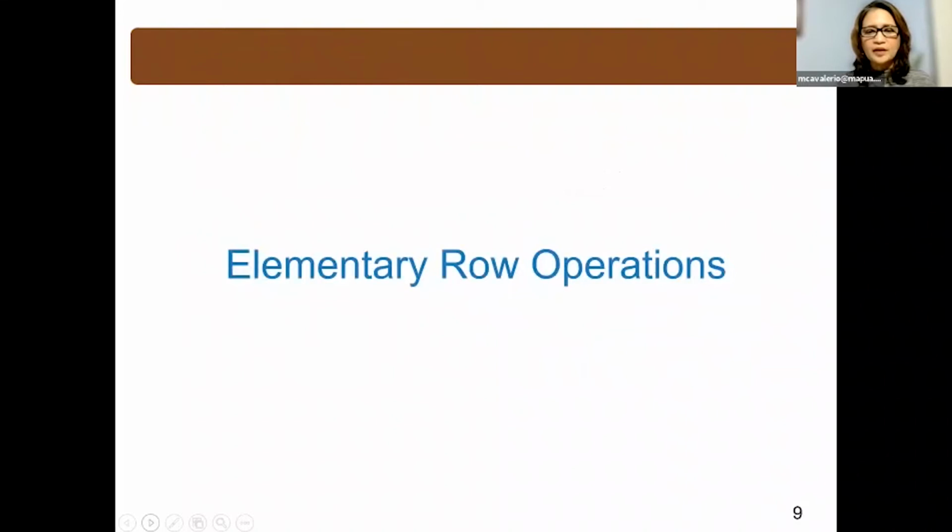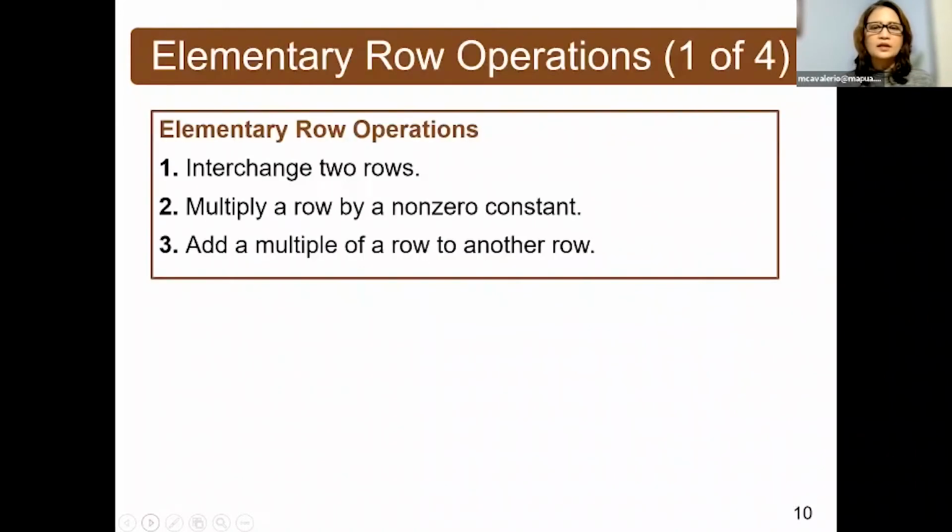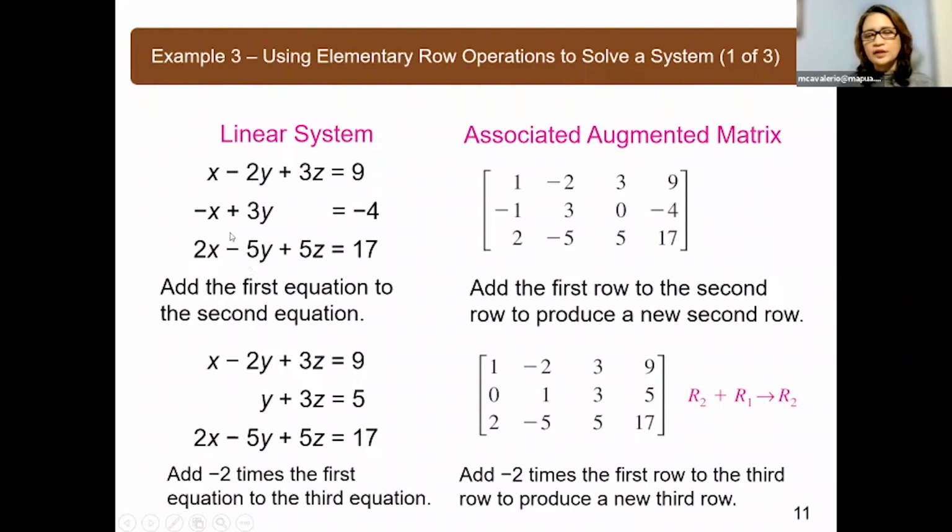Now, what about elementary row operations? What are these elementary row operations? There are 3 elementary row operations. One is that you can interchange 2 rows. Two, you can multiply a row. So just like how we did it last time with the row echelon form, what we want to do is to convert this linear system into a row echelon form. We operate it here on the left side. We can also apply the same thing with the right side.